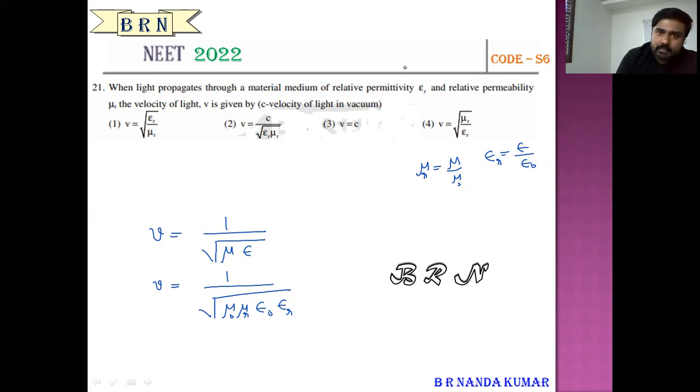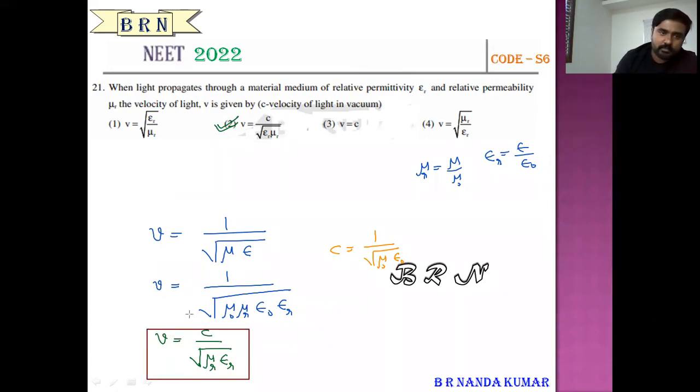But the speed of light in terms of mu naught epsilon naught, c is equal to 1 divided by root mu naught epsilon naught. Correct? So V is equal to 1 divided by root mu naught epsilon naught, which is c divided by root mu r epsilon r. So the right answer is option 2. V is equal to c divided by root epsilon r mu r. The right answer is option 2.